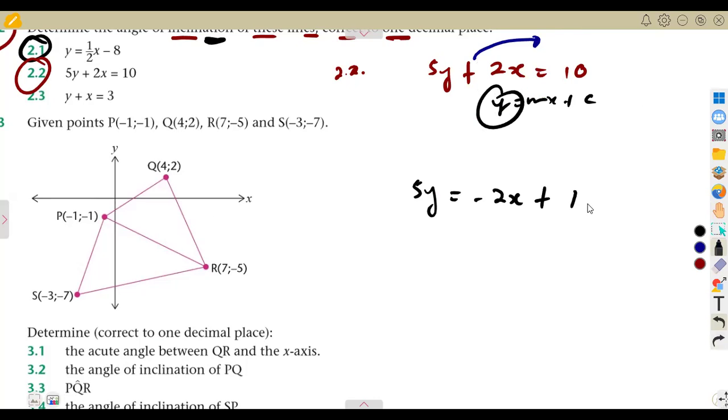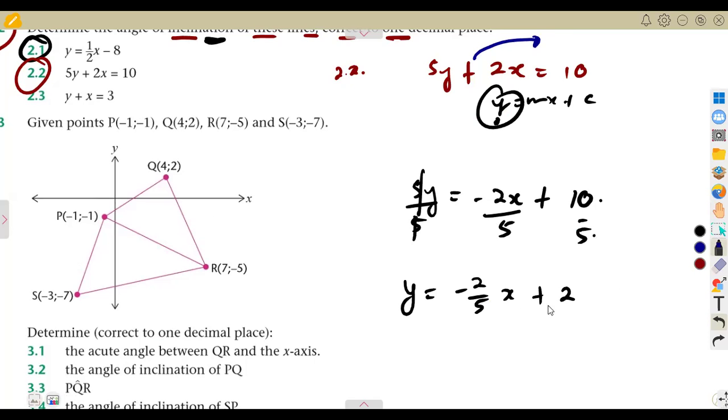So that is minus 2x plus 10. I need y, not 5y. I need y is equal to, y is supposed to be the subject. So I just have to divide by 5 each and every term. So if I divide by 5, y is equal to minus 2/5x plus 10 divided by 5, that is a 2.